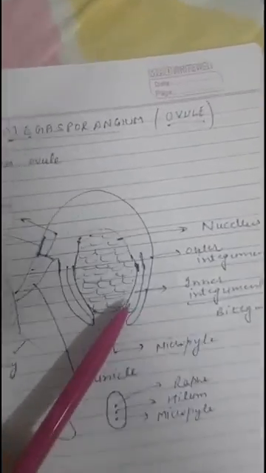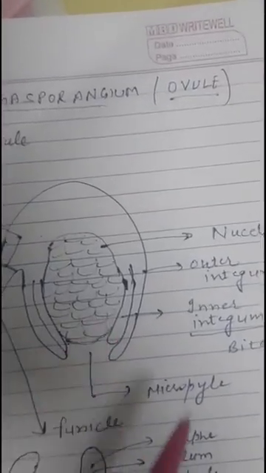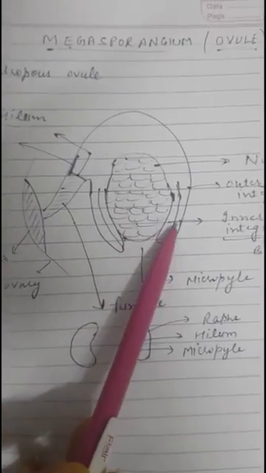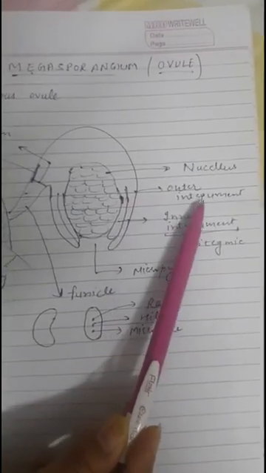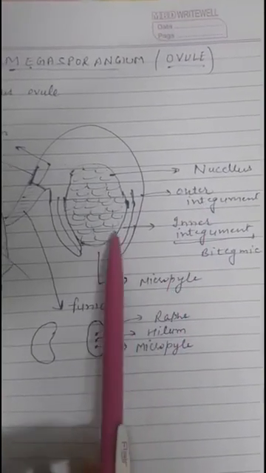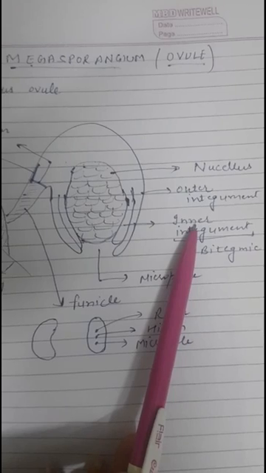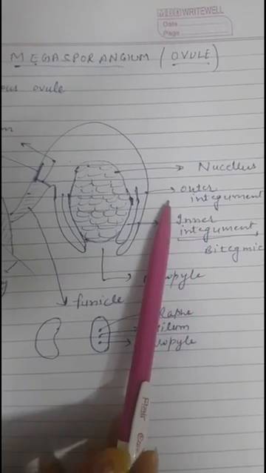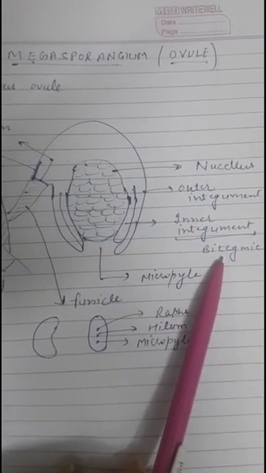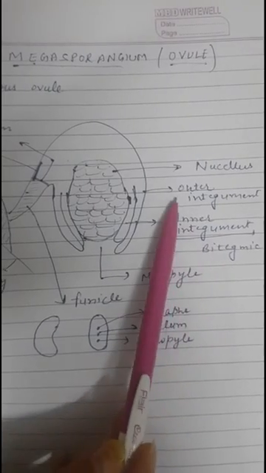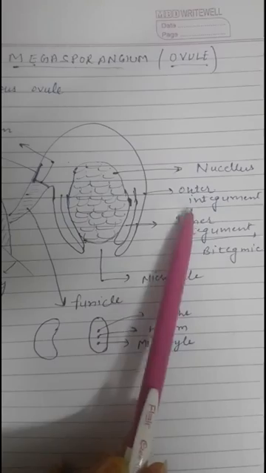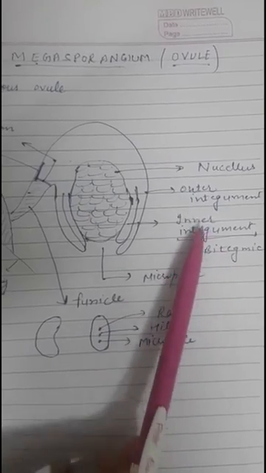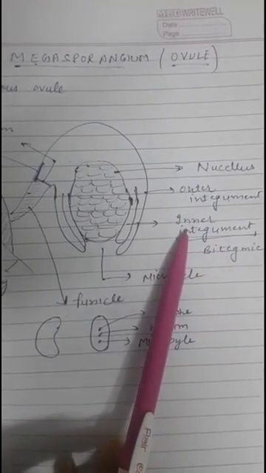Now let's come to the structure. Here you can see the ovule has these two layers. The outer one is called outer integument and the inner one is called inner integument. So this type of ovule is called bitegmic ovule, which has two integuments in it. Is it clear? This ovule is called bitegmic because it has two integuments.